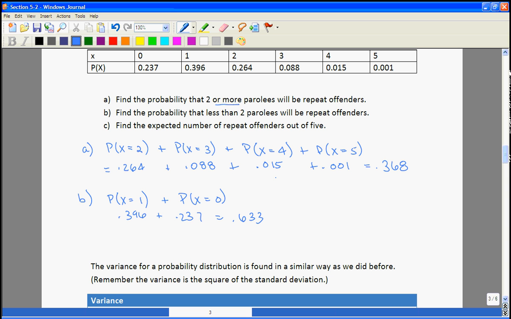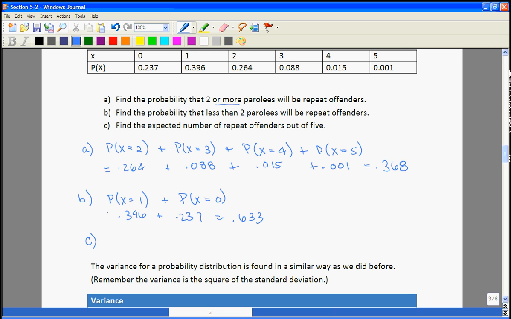which gives me 0.633. Now, I don't know if you noticed, but we have 0.368 for 2 or more and 0.633 for less than 2. And if you sum those up, that sums to 1. Technically, I get 1.001, but we'll say that that's 1. So those 2 are actually complements of each other. 2 or more, and then less than 2 covers our whole entire sample space. So you might use that concept sometimes when you need to make a calculation.